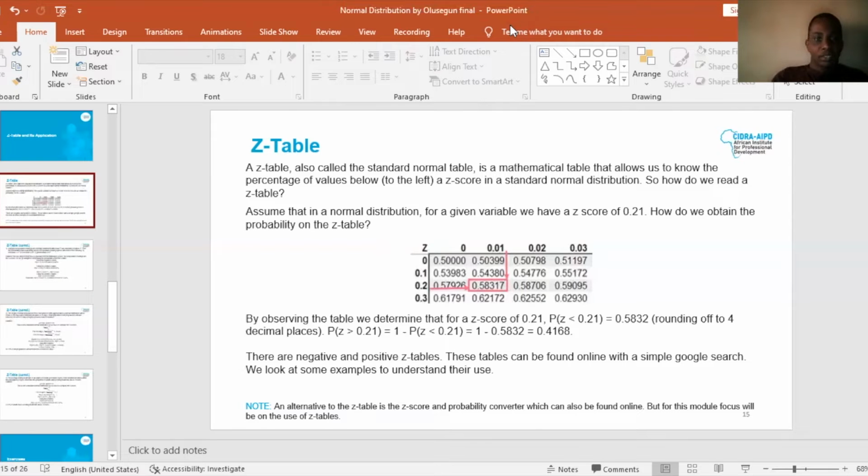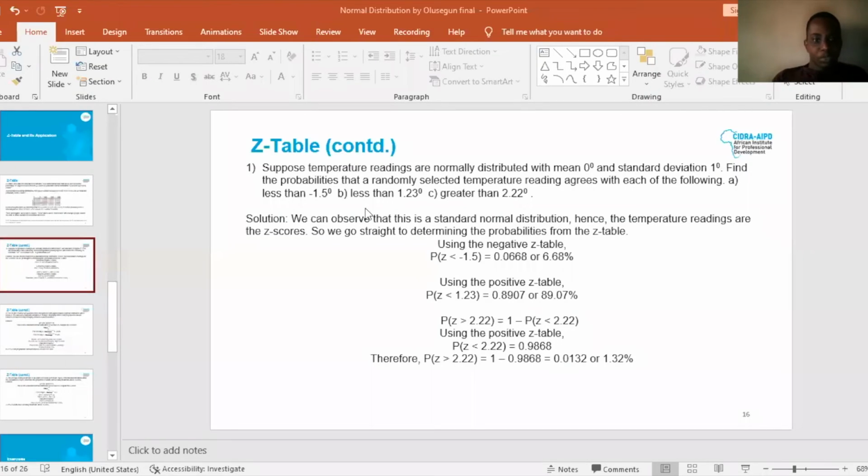So now let's look at some examples. The first one: suppose temperature readings are normally distributed with mean equal to 0 degrees and standard deviation of 1 degree. This should help us in that this is a standard normal distribution. Find the probabilities that a randomly selected temperature reading agrees with each of the following: A, less than minus 1.5 degrees; B, less than 1.23 degrees; and C, greater than 2.22 degrees.